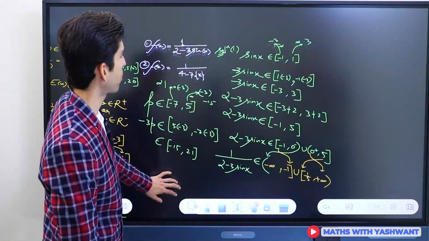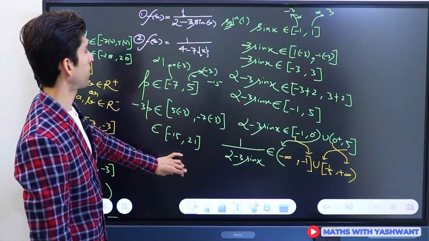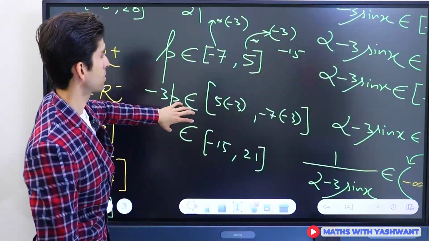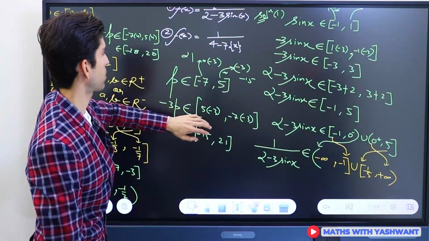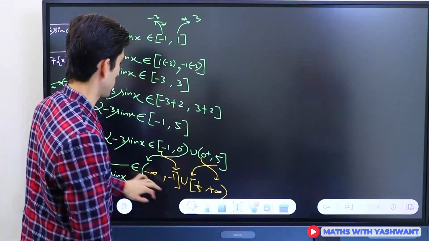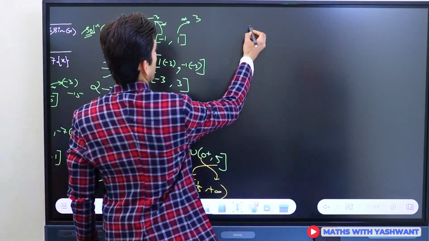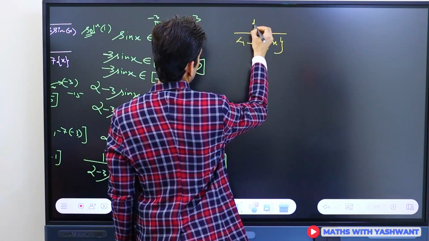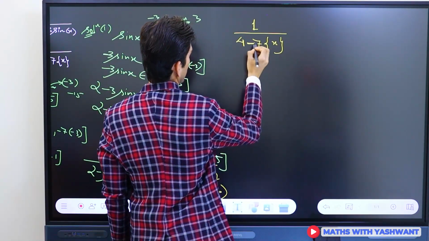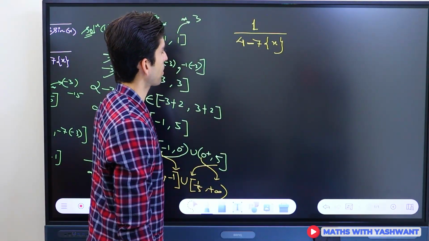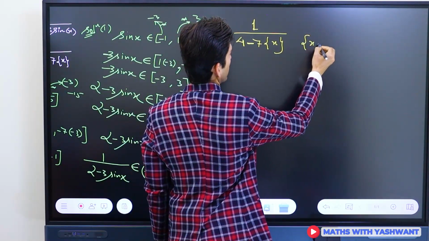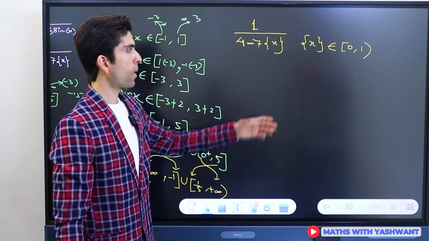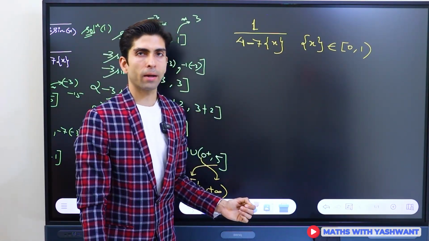Second question, we have 1 upon 4 minus 7 fractional power of x. We all know the range of the fractional power of x is closed 0 to open 1.